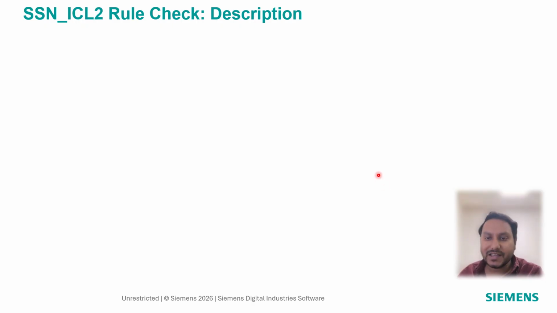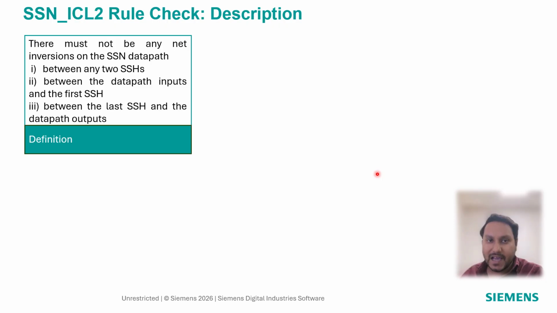Let's understand what SSN_EQ DRC is. SSN_EQ rule checks for net inversions on the SSN data path. These are the different locations on which the SSN_EQ rule is checked: between any two SSHs, between the data path inputs and the first SSH, or between the last SSH and the data path outputs. Such a net inversion would result in alteration of the stimulus data received by the SSHs and of the response data observed at the data path outputs.